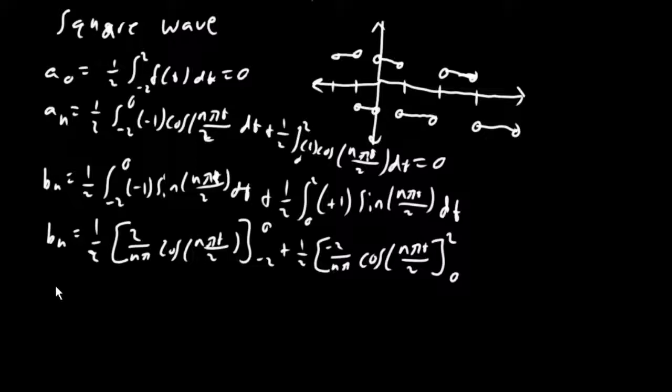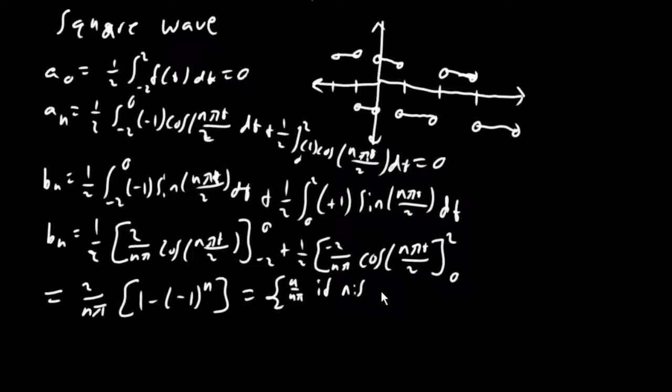that it eventually equates to 2 over n pi times 1 minus -1 to the n, which is equal to the piecewise function 4 over n pi if n is odd, and 0 if n is even. I should probably write the n further left, yeah.